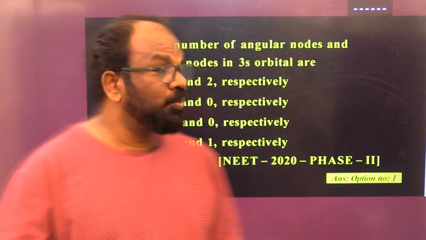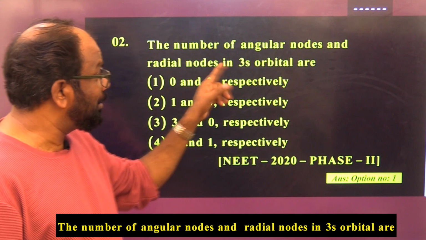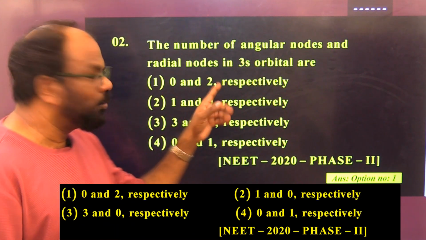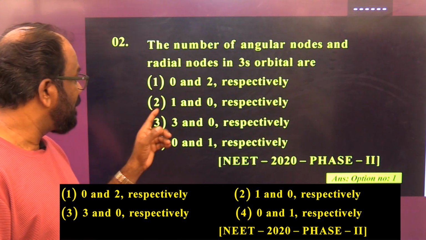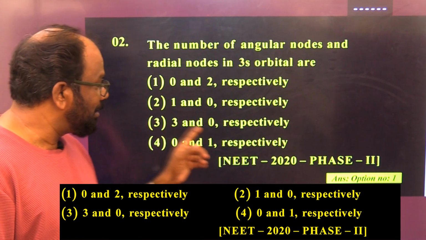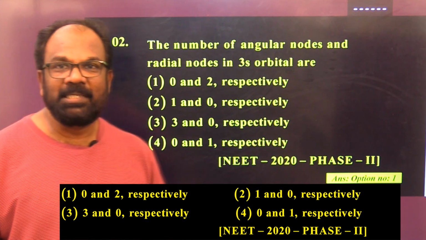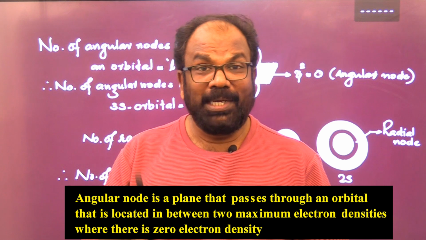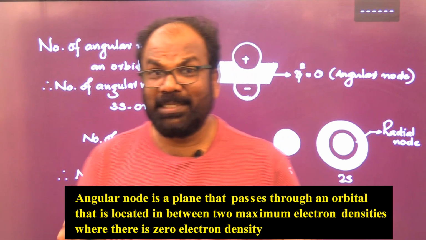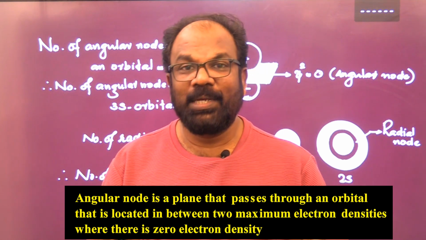Now question number 2. The number of angular nodes and radial nodes in 3s orbital are: option number 1, 0 and 2 respectively; option number 2, 1 and 0 respectively; option number 3, 3 and 0 respectively; option number 4, 0 and 1 respectively. Listen, angular node is a plane that passes through an orbital that is located in between two maximum electron densities where there is 0 electron density.